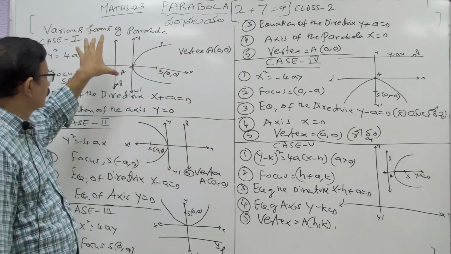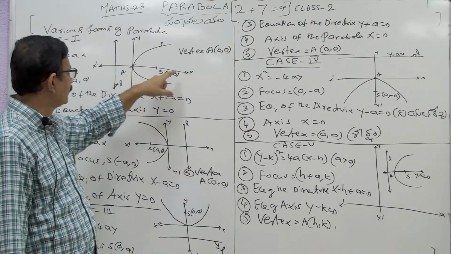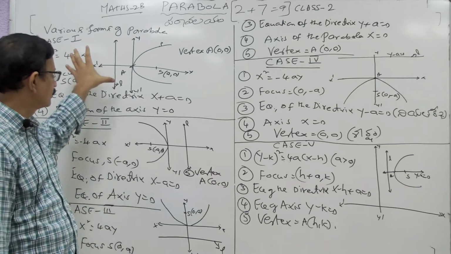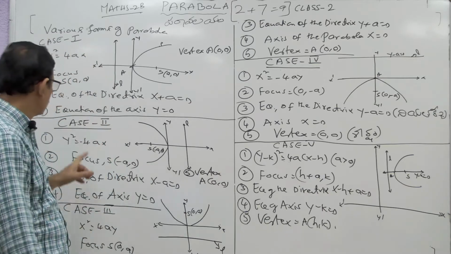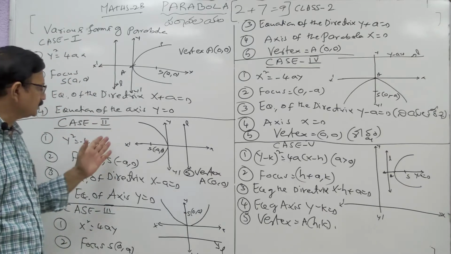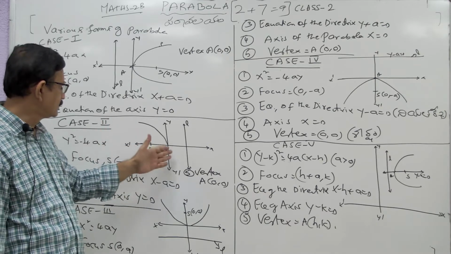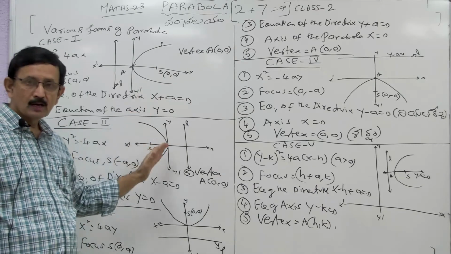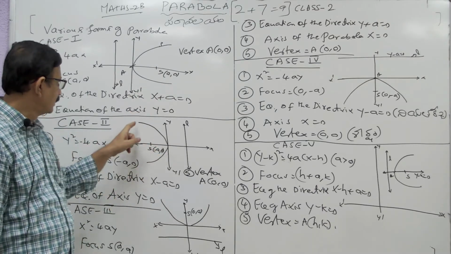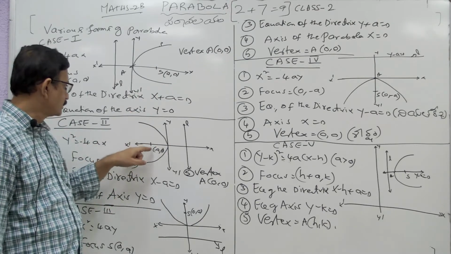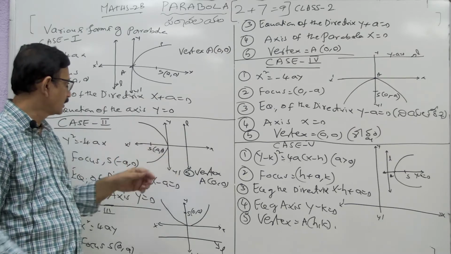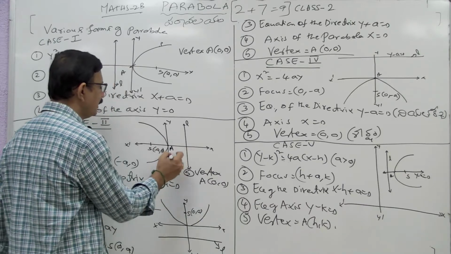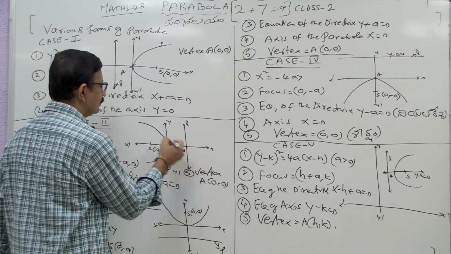So what you have to remember, the important point, is that the parabola is symmetrical about the x-axis. This comes under case 1. Next one is case 2. See here, this figure is symmetrical about the negative x-axis. This is the positive side and this is the negative side. So this is the parabola, the focus, and this is the directrix. And this we can take as the vertex, 0 comma 0.